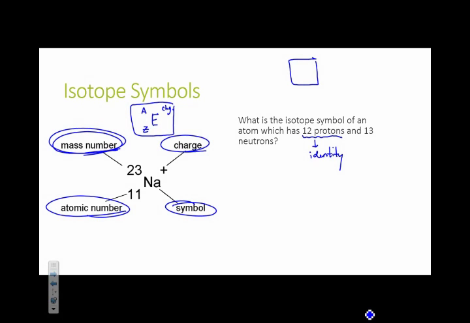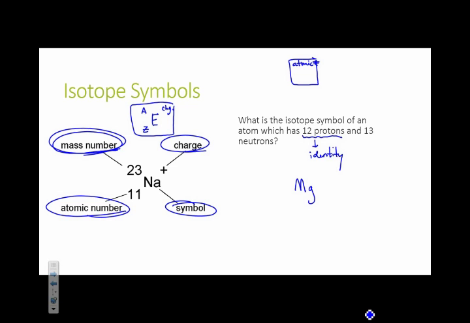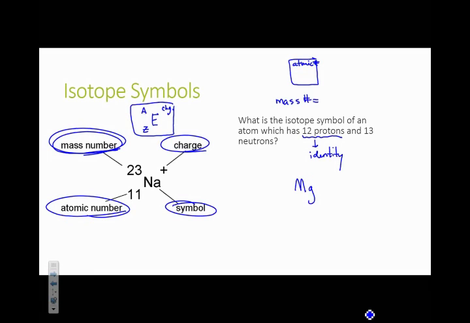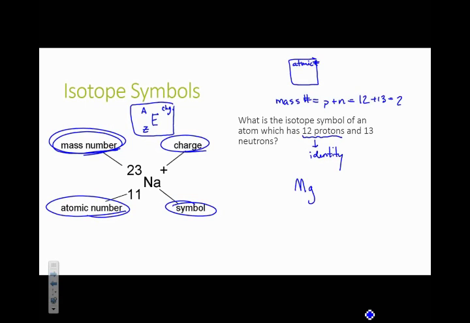So 12 protons, I go to the periodic table, remembering that the atomic number is written at the top above the element symbol. I'm looking for number 12, and I find that that is magnesium. So there's my element symbol. I need the mass number to go on top. My mass number will equal my protons plus my neutrons, which equals 12 plus 13, which is 25.